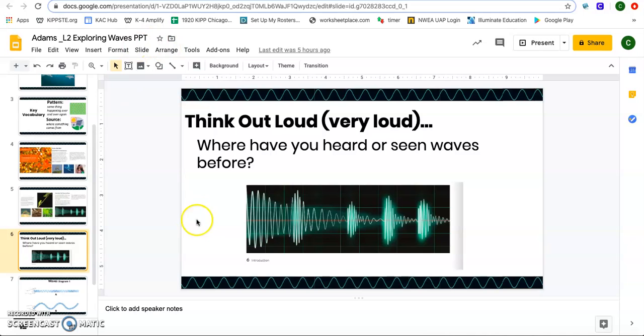But before we do that, I want you to think out loud, very loudly. Where have you heard or seen waves before? This answer may have already been in the text, and that's okay, but I want you to make a personal connection. Where have you seen waves before? Or where have you heard of waves before?